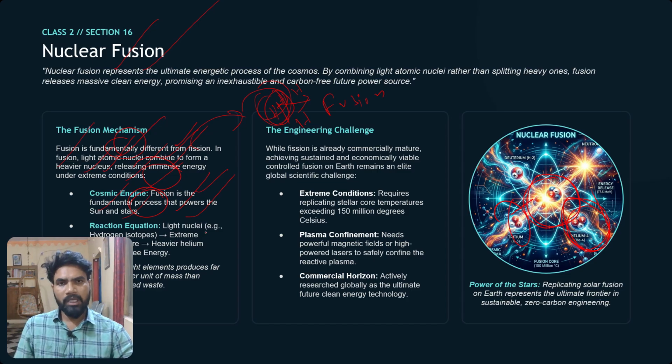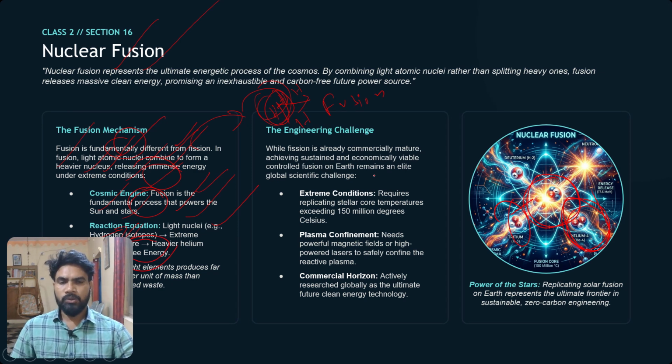Then what is the reaction? Light nuclei, for example hydrogen isotopes, come together under extreme heat and pressure. Then because of the fusion, a heavier helium atom is formed, and in that a lot of free energy is released.